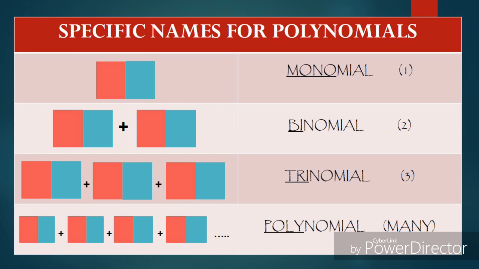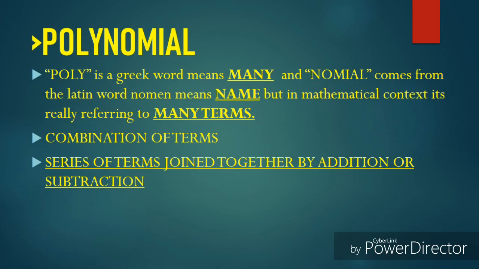And finally is the polynomial. Pag lumagpas siya ng 3 terms or beyond 3 terms, we usually just say polynomial since poly means many. So, idagdag ko lang, polynomial is a series of terms joined together by addition or subtraction. So, para mas maintindihan nyo yung polynomial, magbibigay ako ng ilang examples.